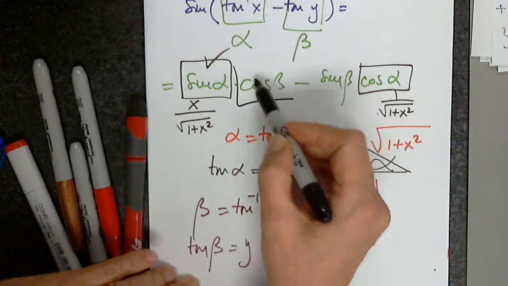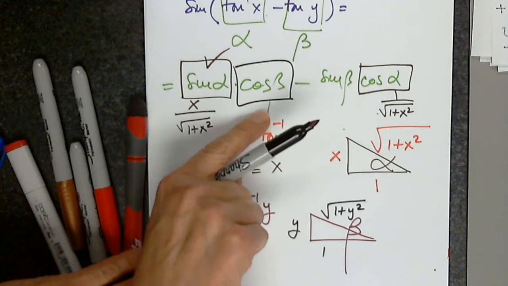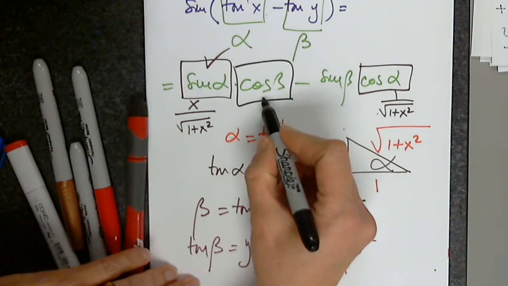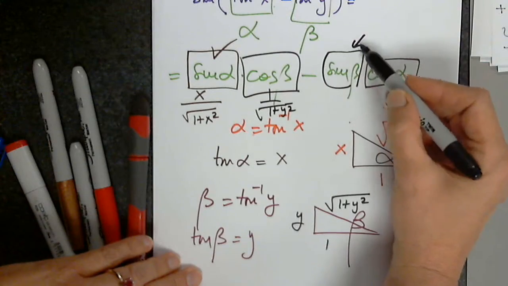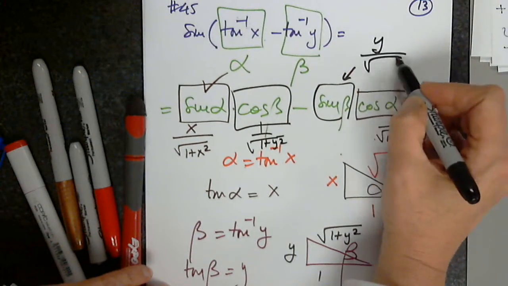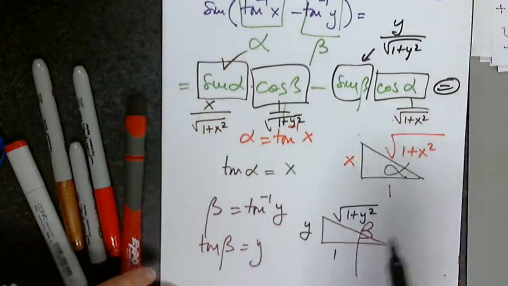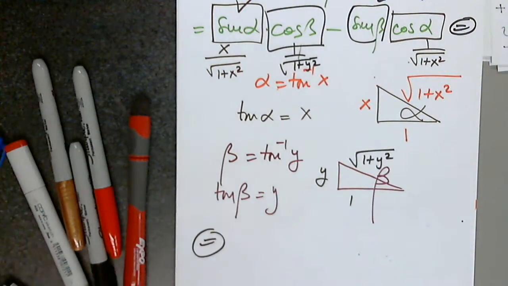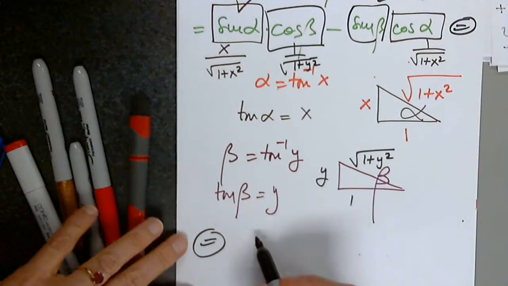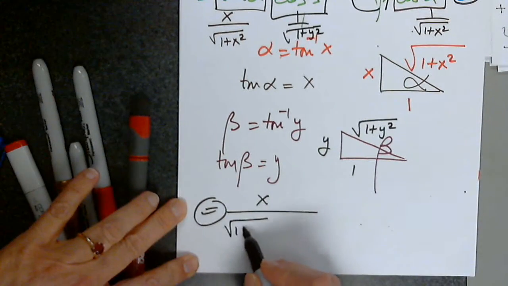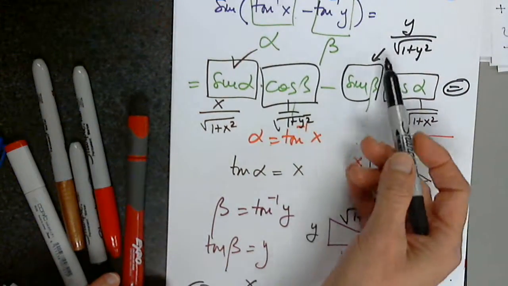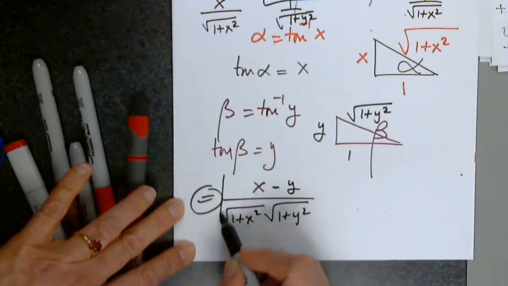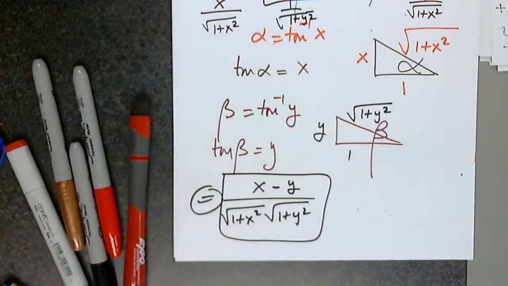So then I know this piece. Can anyone give us this piece? Good. And now can anyone give us this piece? Exactly. So now finally, I have the whole thing. x times 1 over the square root, so x divided by the square root of 1 plus x squared, the square root of 1 plus y squared, and minus y times 1, I'm going to put it at the top. And this is it, because the denominators will be the same for both.